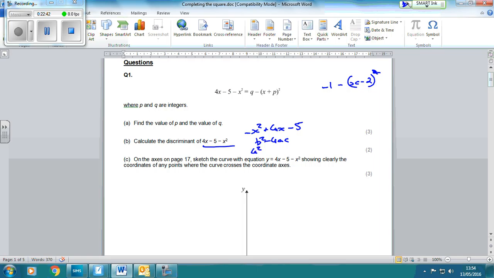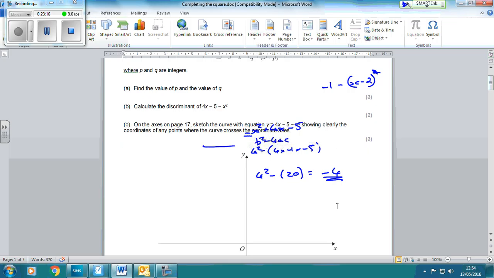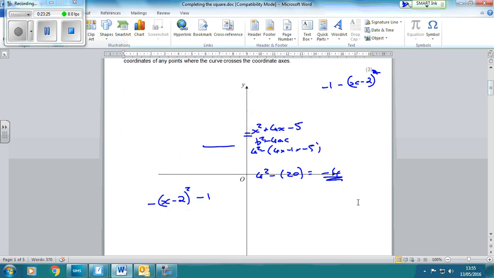So I'd write out 4 squared minus, in brackets, 4 times, this time it's going to be minus 1, minus 1 times minus 5. So that's going to be 4 squared minus 4 times minus 1 times minus 5 is going to be 20. So that's going to be 16 minus 20, which equals minus 4. Now, because we've got this here, so if we then write it as minus (x minus 2) squared and then minus 1, if we write it that way around, the fact that our discriminant is negative means it's not going to cross the x-axis at all.